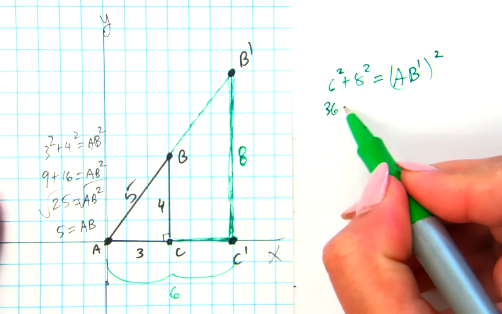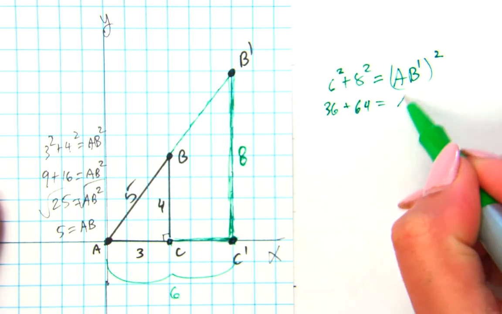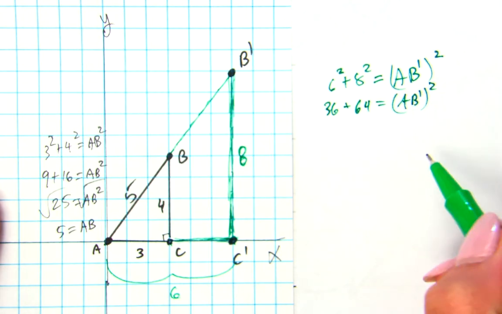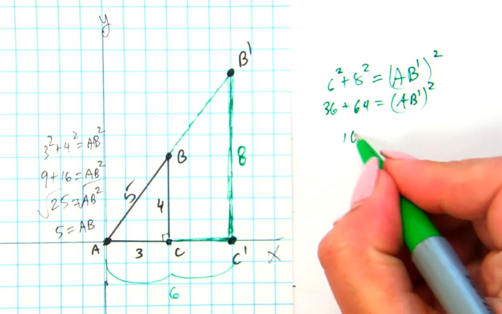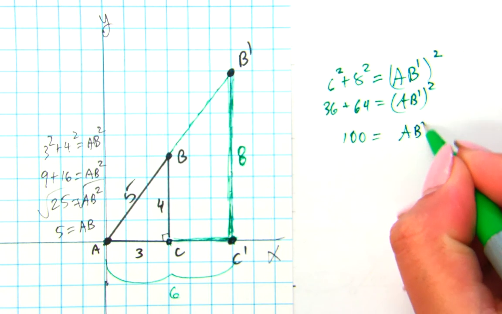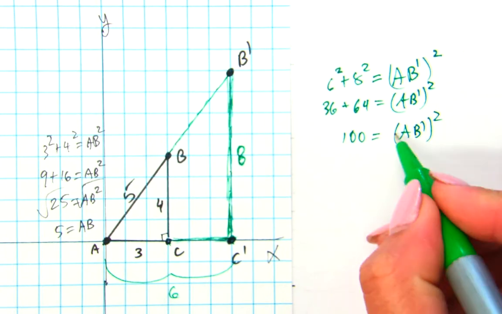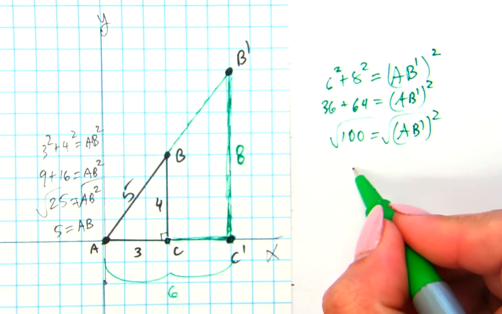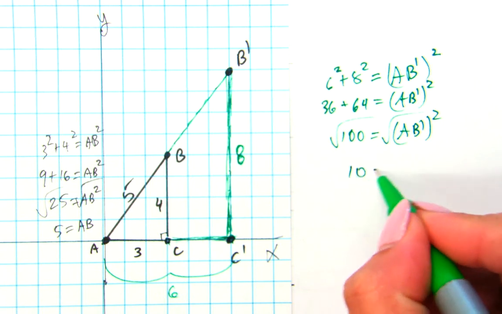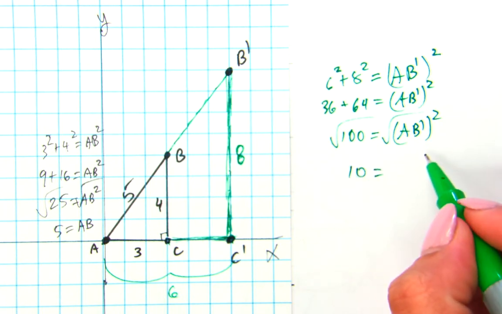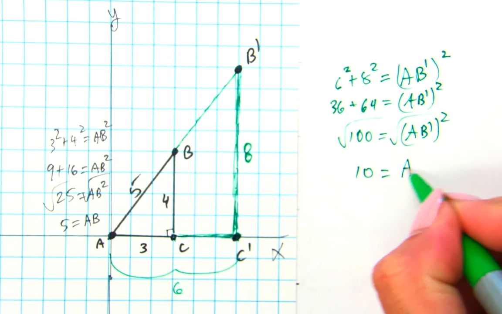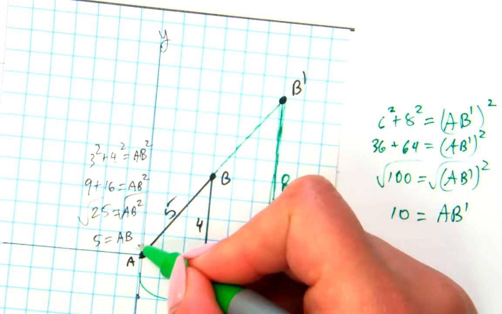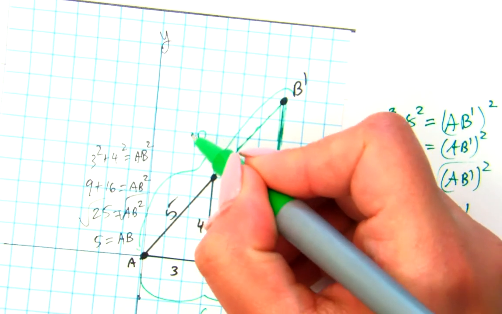6 squared is 36. 8 squared is 64. 36 plus 64 is, I have no clue. 100. Okay. 100 is AB prime squared. So if I take the square root of both sides, I should get the square root of 100 is 10, not 50, because I'm not taking the half of a number, because obviously half of 25 is not 5. So that gives me A to B prime. So that means this entire distance right here is going to be 10.